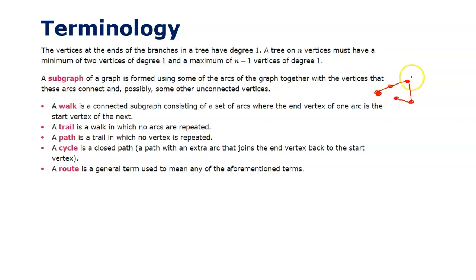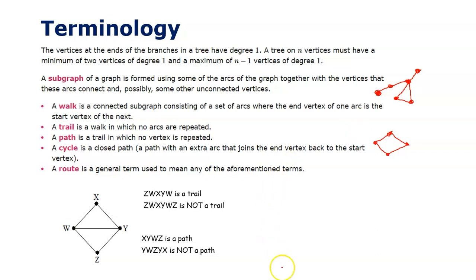You could imagine going on a walk or a trail where you don't go straight through. For instance, that could still be going through here and then over to there. That would be both a walk and a trail because I'm not repeating the arcs, but it wouldn't be a path because I've gone through this same vertex. A cycle is a closed path where you end up where you started. And a route is any of them. It could be any of them. So just bear that in mind. You get words which mean something in English, but might mean something different in this context.